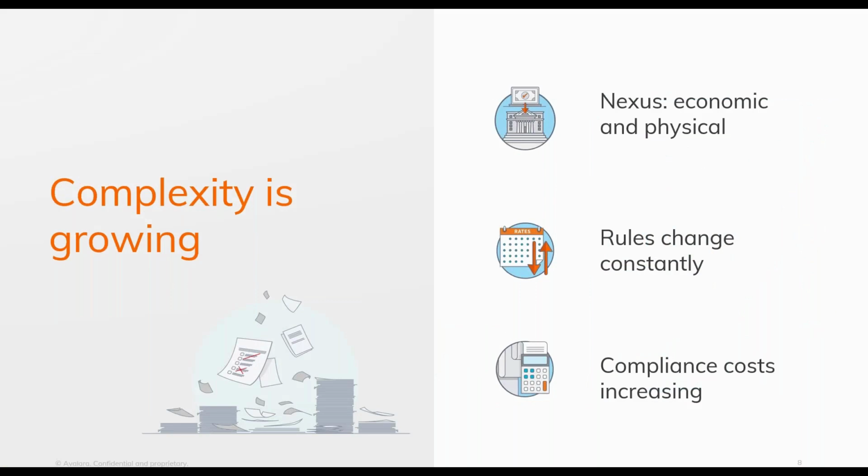So complexity is growing and it's constantly changing as well around all of these rules. The economic and physical nexus laws are changing constantly. Different states have different rules in regard to economic nexus, notices that they're sending out, reporting. The rules are always changing.